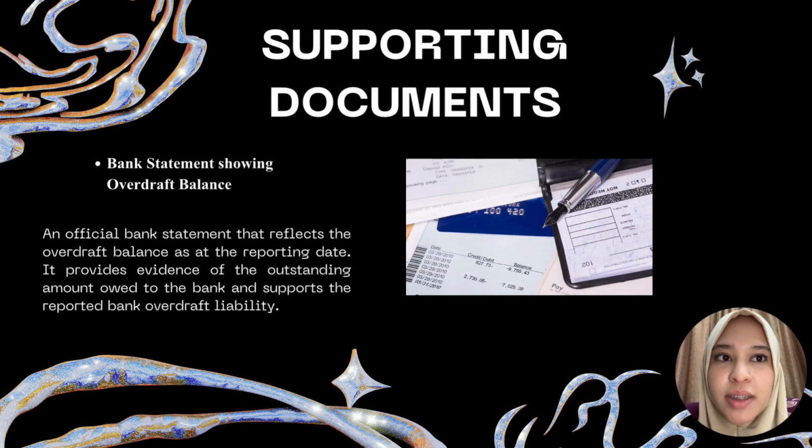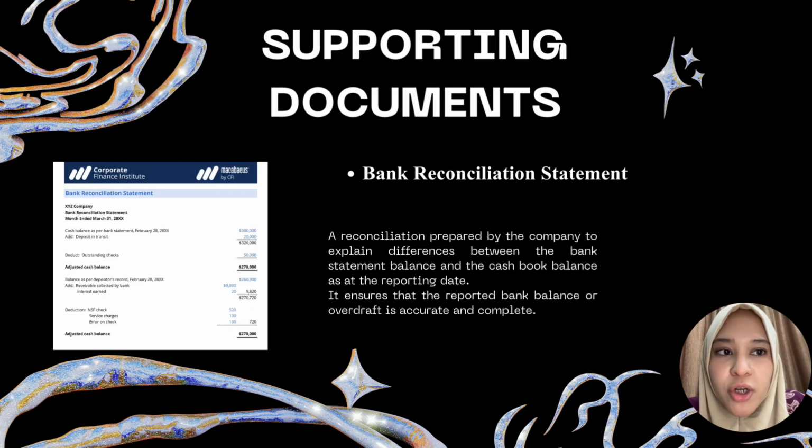First is the bank statement. It shows our actual overdraft balance at the end of the month. It acts as official proof of how much money we owe to the bank. Next is the bank reconciliation statement. We prepare this to match the balance in our company's books with the bank's records. It ensures that our reported bank or overdraft figures are accurate.